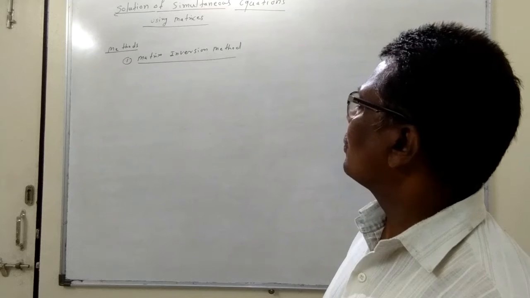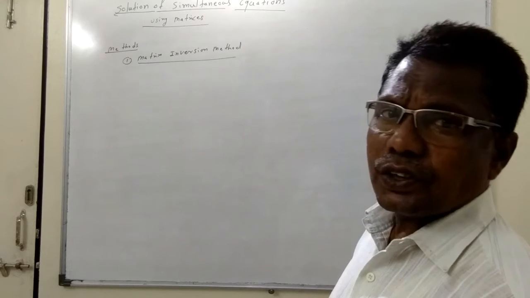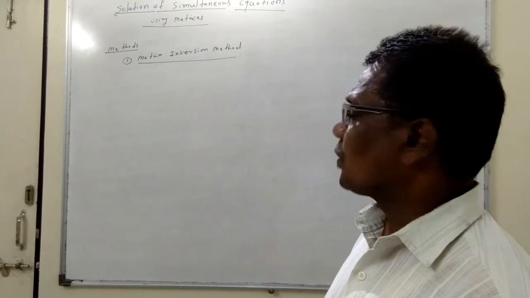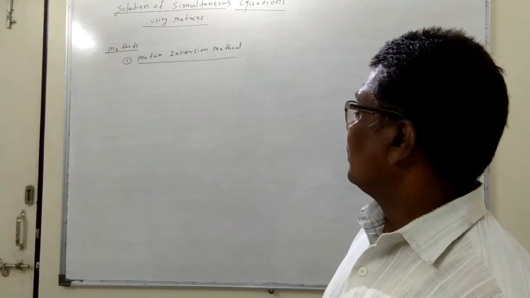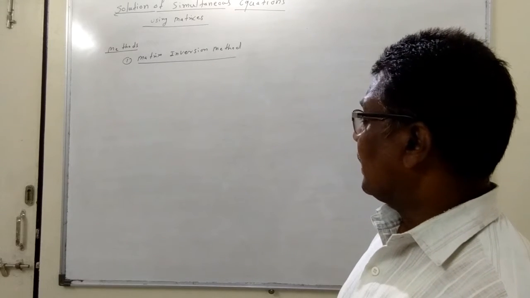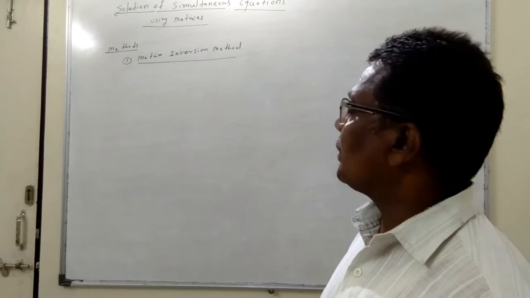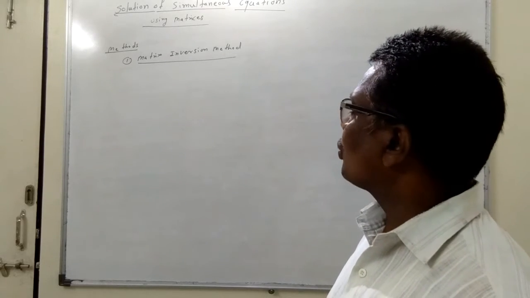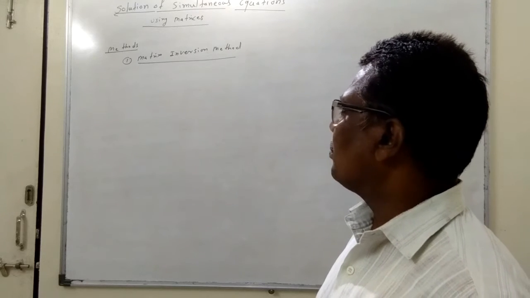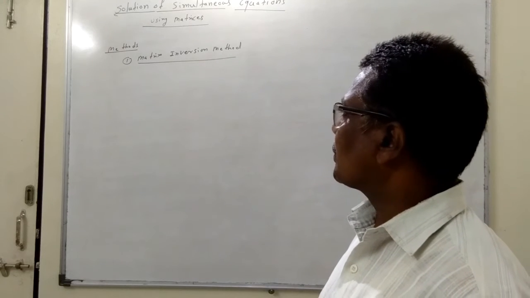We can solve simultaneous, that is linear equations, by the reduction method, which we have studied in 9th and 10th standard. Then another method, that is the determinant method, that is Cramer's rule. Now the next methods we will study in matrices. So by using matrices also we can solve the simultaneous equations.